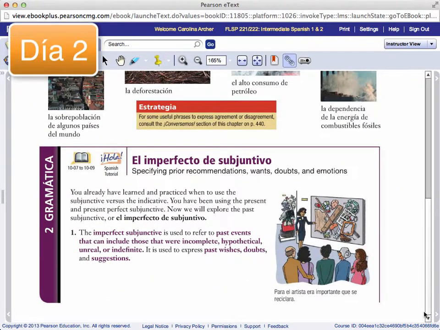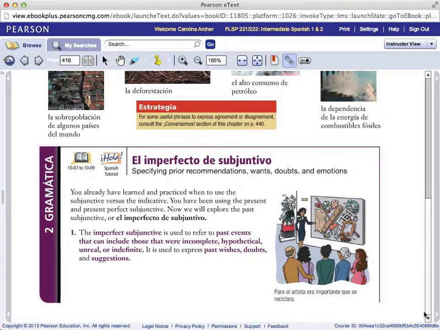Bueno, vamos a comenzar el día 2 con el imperfecto del subjuntivo. We have already been working with the subjunctive in the present and the present perfect subjunctive in chapter 4. So we use a subjunctive when we want to express recommendations and wants and doubts and emotions, and that can be done in the present tense or in the future or also in the past. So far we have used the present and the present perfect subjunctive.